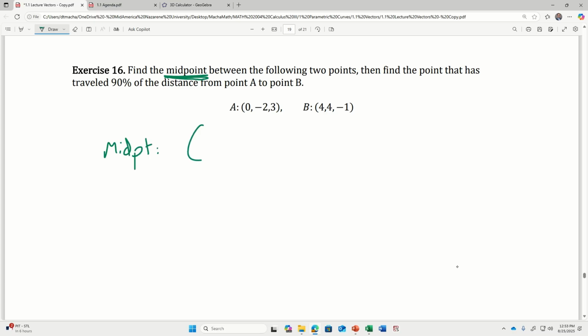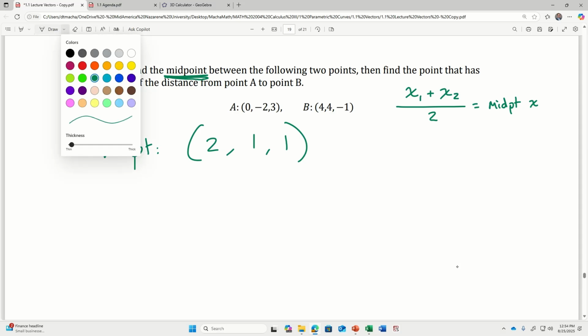So my midpoint is going to be, what's my x coordinate? 2. And then my y coordinate? 1. And my z coordinate? 1. Very good, yeah. So what was going on here is I was taking the first x coordinate plus the second x coordinate, divide by 2, and this gets me the midpoint x coordinate. Same thing for y and same thing for z.